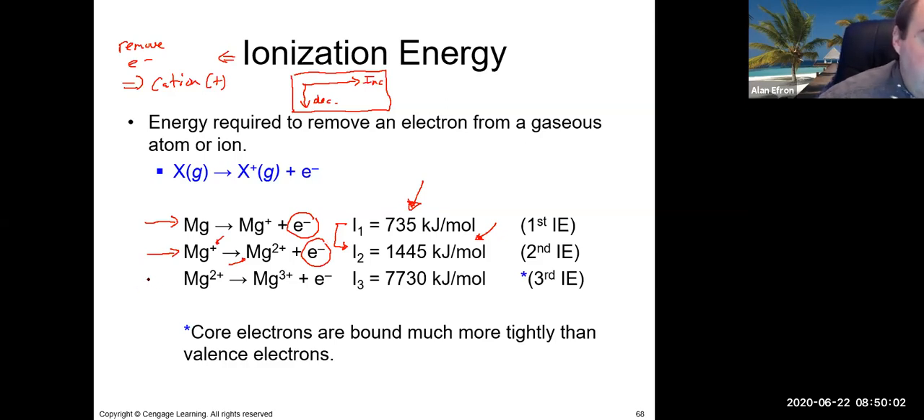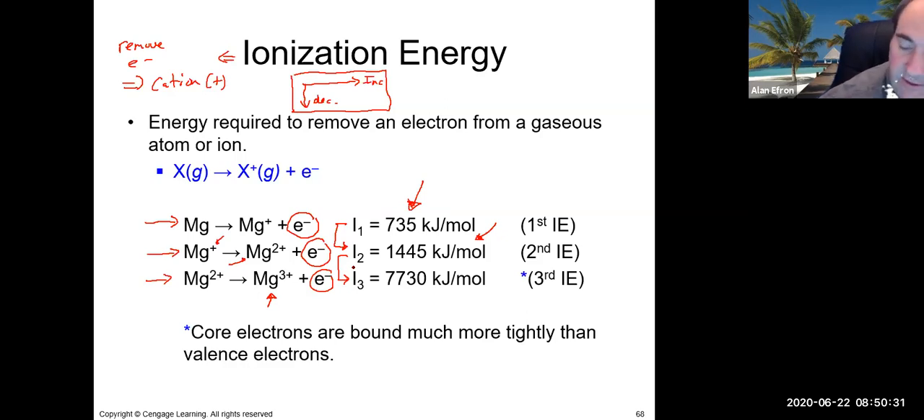Then what possibly could happen is the magnesium would then lose perhaps a third electron and become +3. And you can see the incredible jump in energy as we go from the second to the third electron. And that actually doesn't happen for something like magnesium. And that's because we get into what is referred to as the core electrons. So there's really two types of electrons.